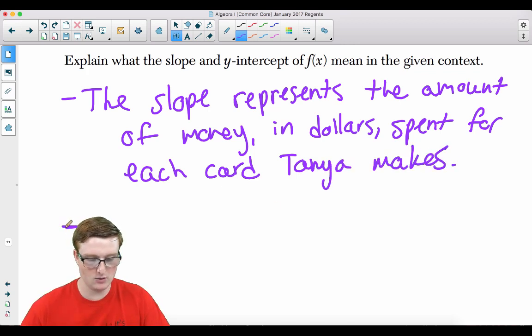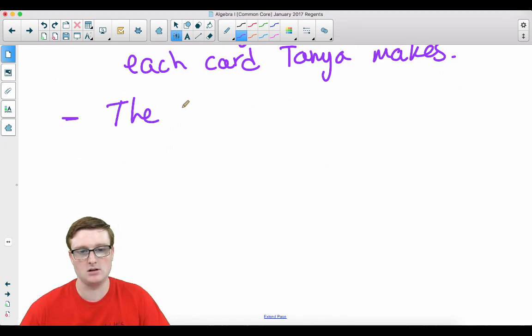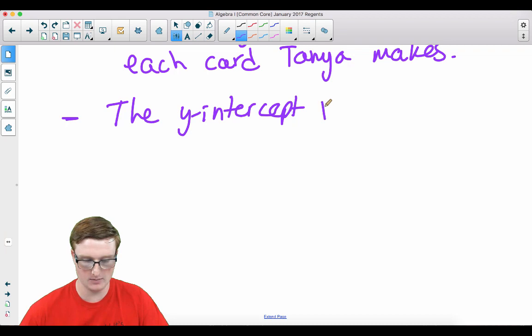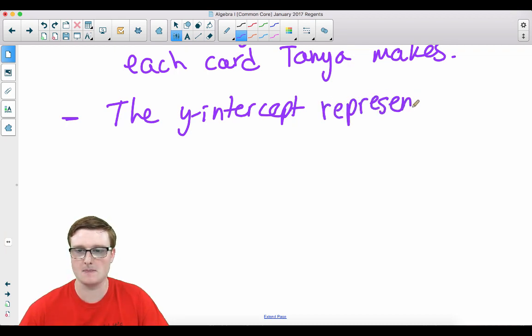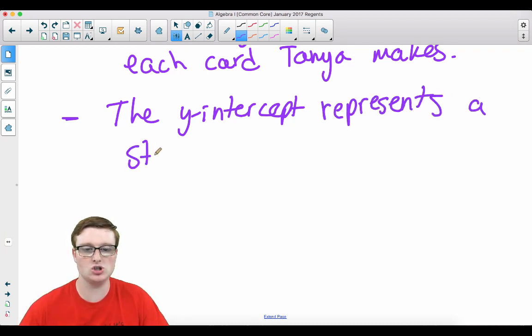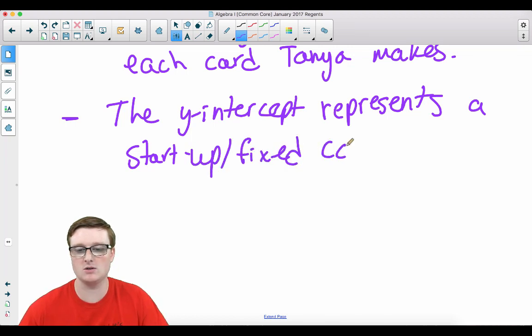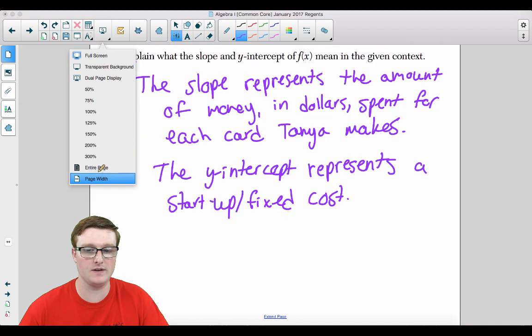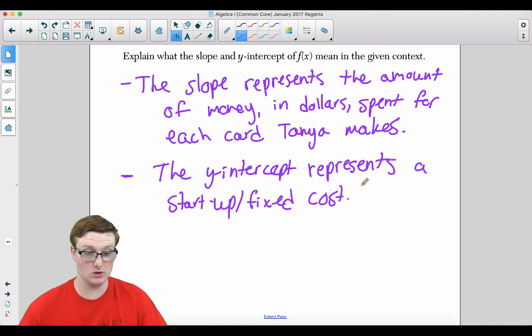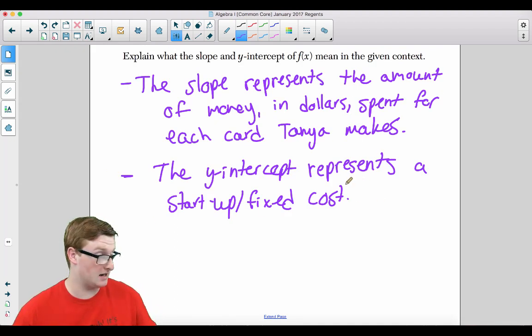Okay? And then the y-intercept represents a startup or a fixed cost. Either one of those is perfectly fine. You could say startup or fixed. And that is your answer to this part of the explanation.